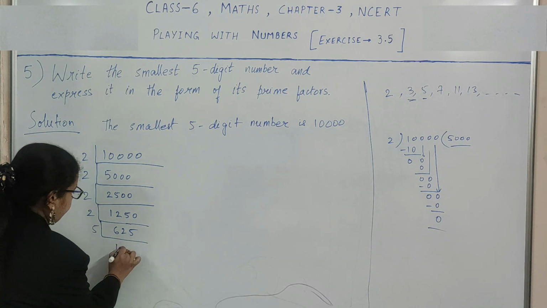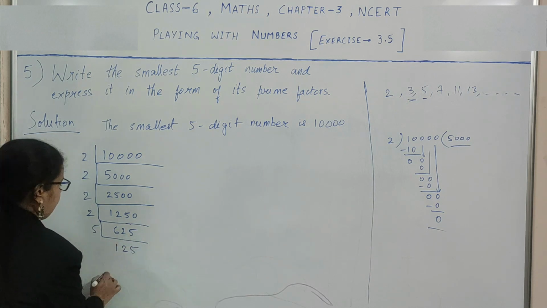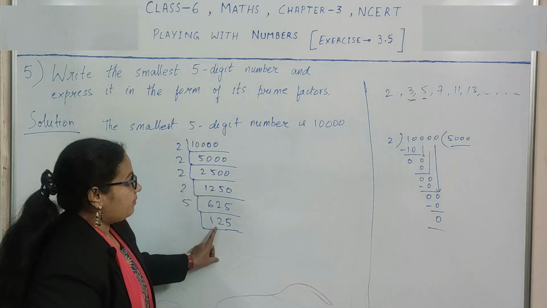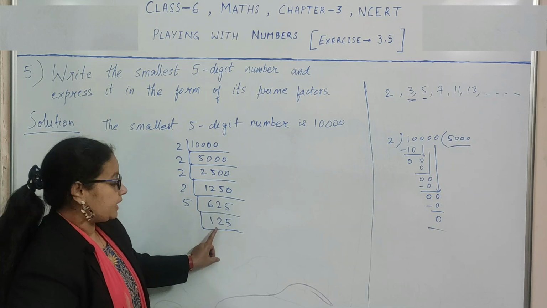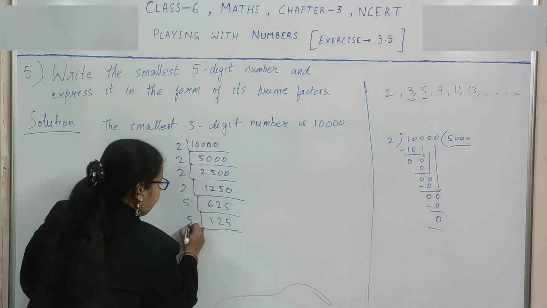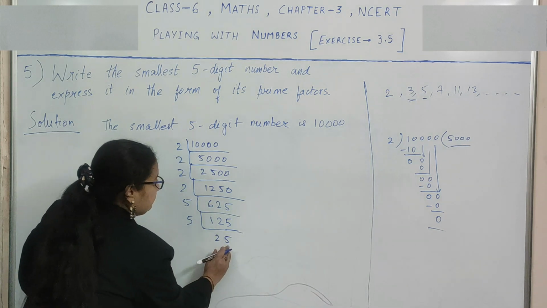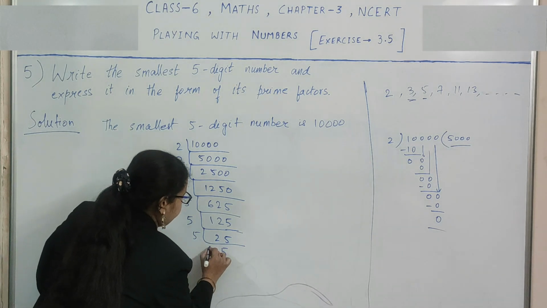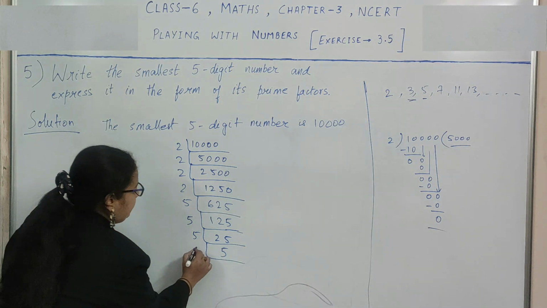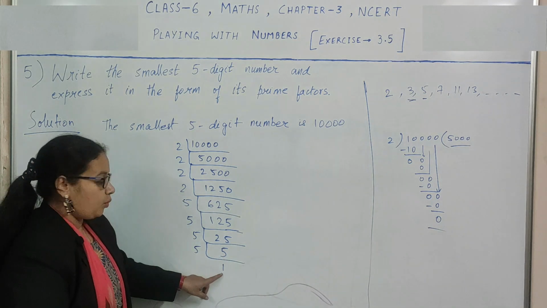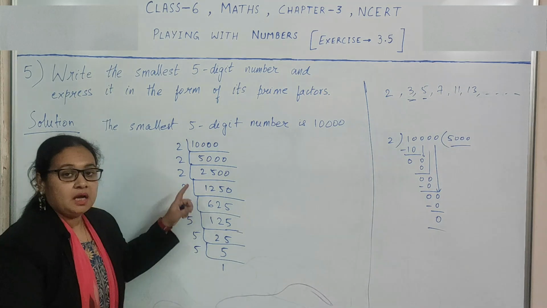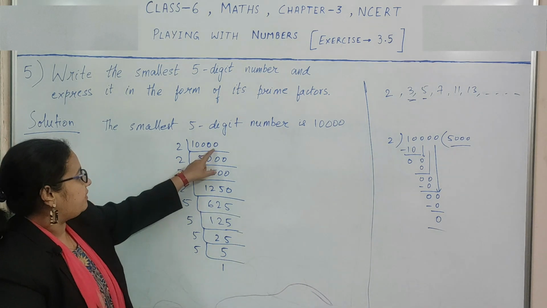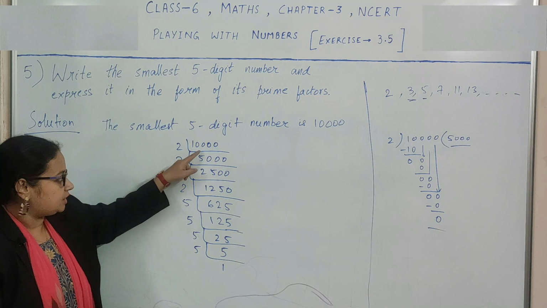So if we divide this with this number, we get the quotient, this one. Now this will not be divided by 2, it will not be divided by 3 as well, it will again be divided by 5, exactly divided by 5. Okay, again this 25 will not be divided by 2, it will not be divided by 3, it will be divided by 5 two times. Now this 5 will not be divided by 2, 3, it will be again divided by 5 one time. Here we got 1 as a quotient, we will stop here. Okay, so we have prime factorized 10,000. This is the smallest 5-digit number, and we have done the prime factorization of this number.